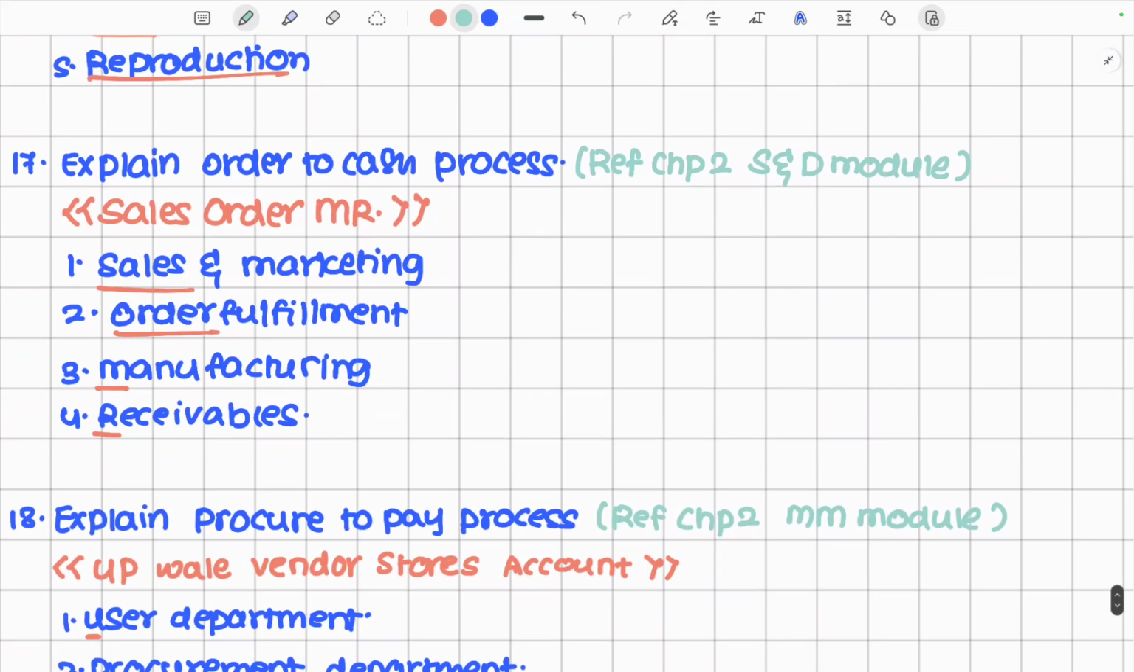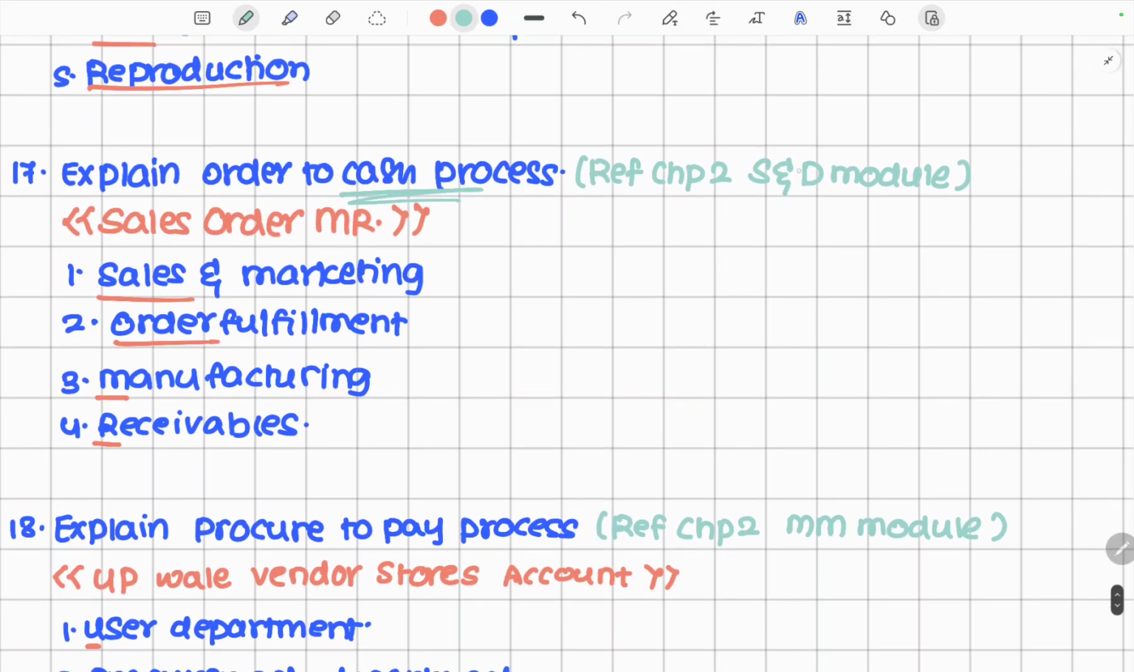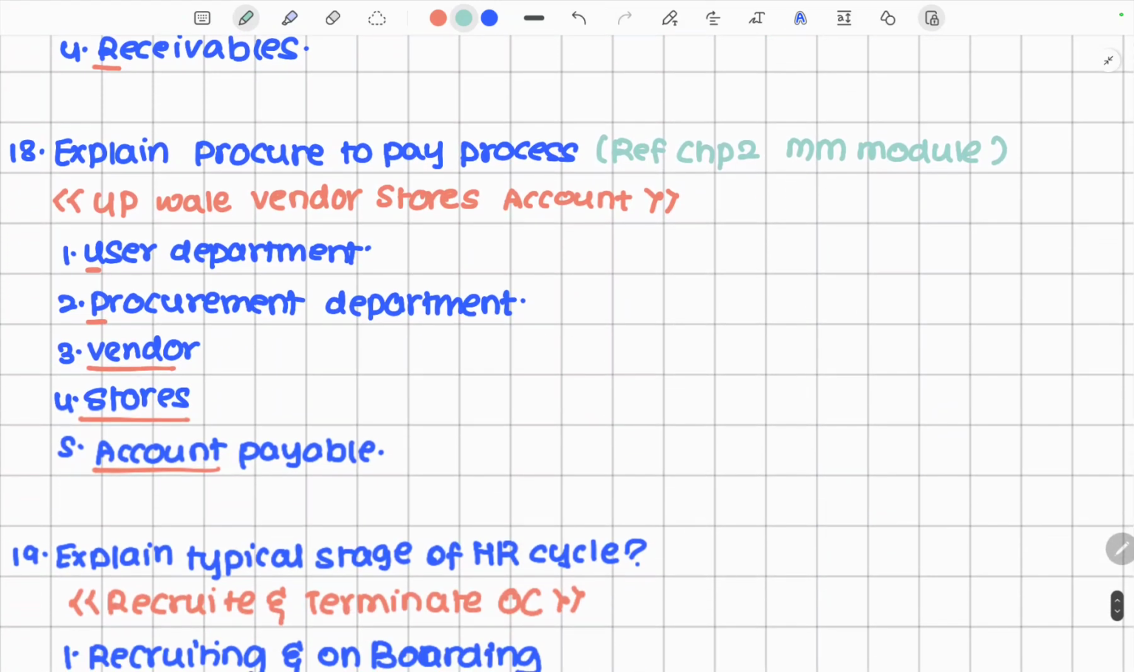Now the 17th and 18th questions are basically linked to the modules you have studied in chapter 2. So explain order to cash process. When do you pay cash? When you buy something and the opposite person sells you something. So this is related to the sales and distribution module studied in chapter 2. The cheat code is sales order mister. That is sales and marketing, order fulfillment, manufacturing and receivables.